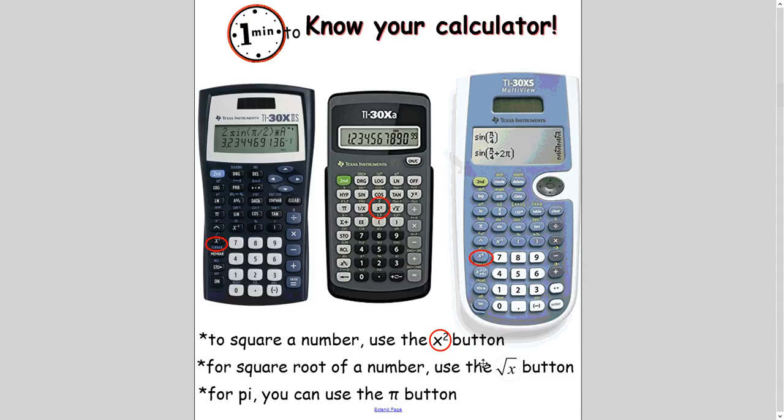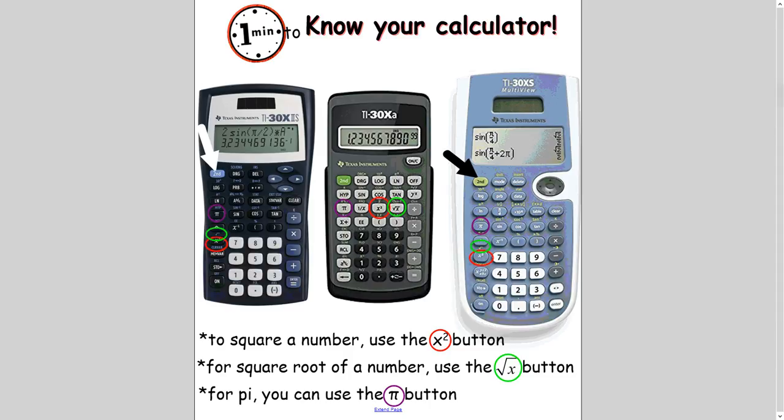For square root, you usually put the number in and then hit the square root button. The square root button on the middle calculator is right there, but for the other two, you have to hit the second button, and then you will see it above the x squared button right there. And again, for pi, you can try using the pi button. It's pretty easy, and you will find it here, here, and there. So take a minute right now to get to know your calculator.